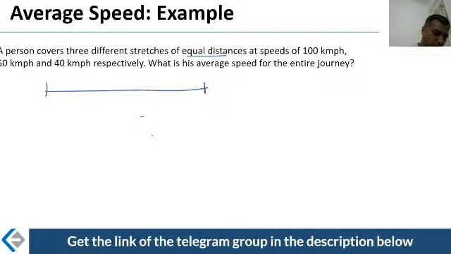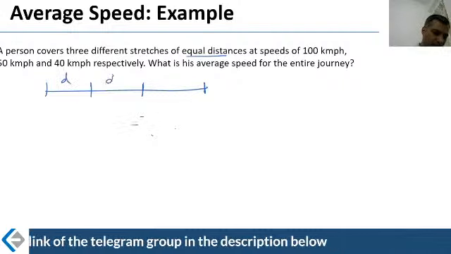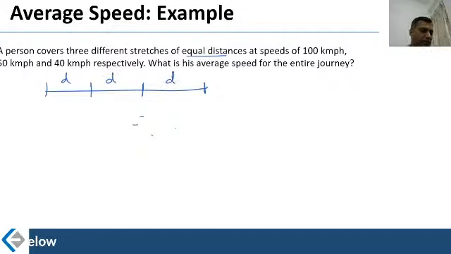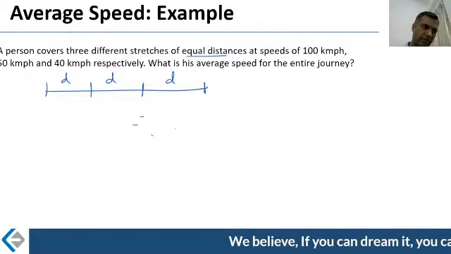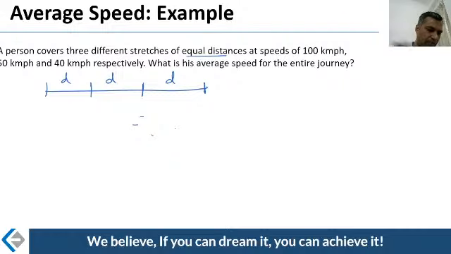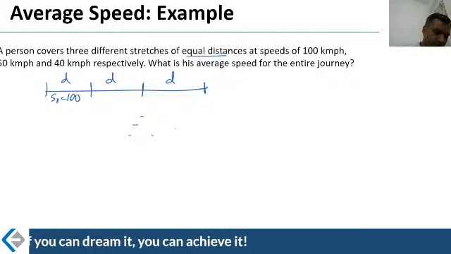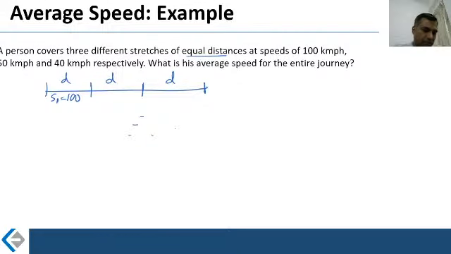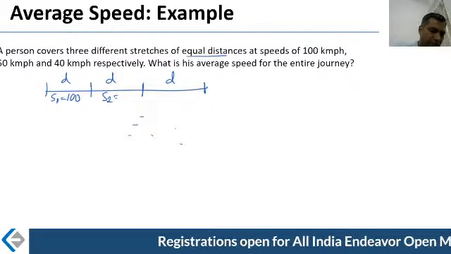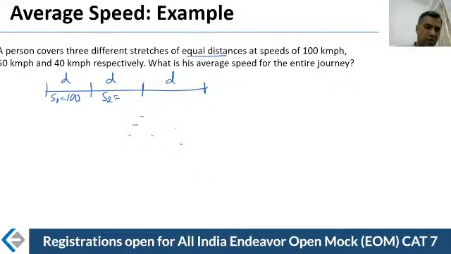Other way around is what? Now let's say that there are 3 equal distances. This distance is the same, this distance is the same, this distance is the same. 3 stretches basically. Maybe one of them is a very plain road, the other one is a very hilly road, something like that. Therefore, the speed maintained in the first part of the journey is 100 kmph. But if you look at the second stretch, the speed got reduced, because maybe the road is a difficult terrain to drive.